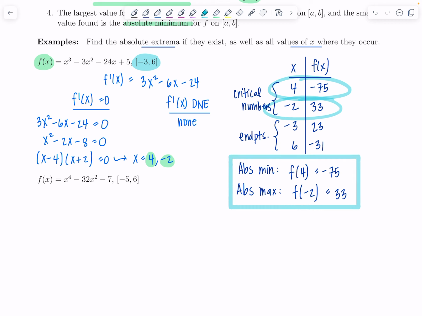Look at that. I mean, it's pretty relaxing. No number line, no stress, just critical values, endpoints on a table, bam. Let's try some more.